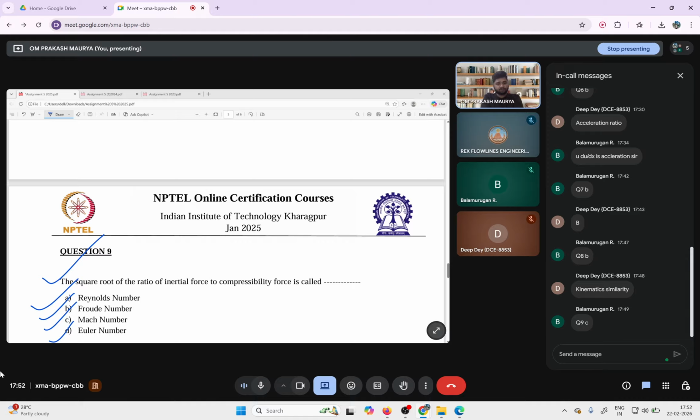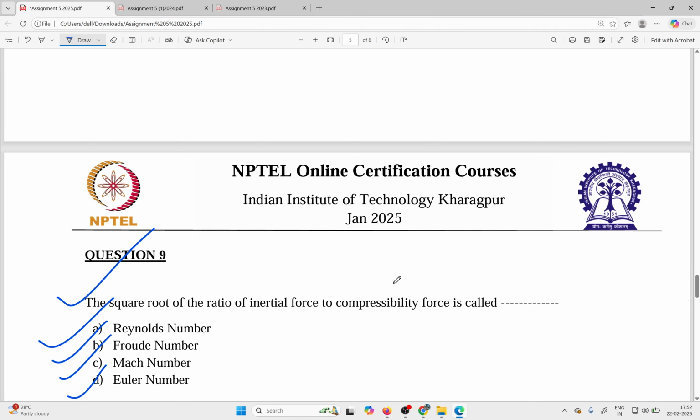Okay, so that is the Mach number. Let me just check. It is the square root of the ratio of inertial force divided by compressibility force. Yes, this is the Mach number. Always remember, please.